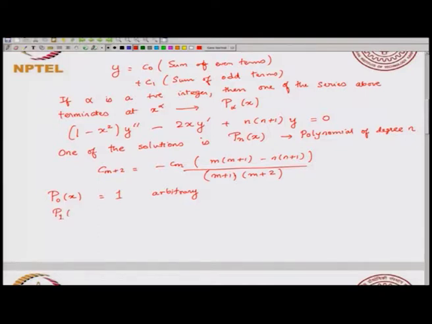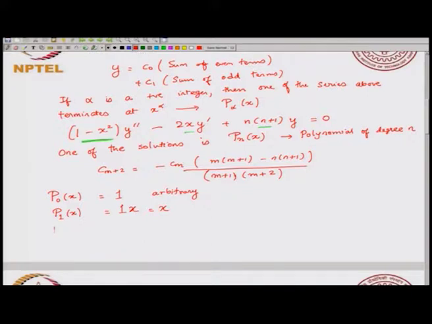Similarly, P1 of x is chosen to be x. If you set n equal to 1, then n(n plus 1) is 1 into 2, that is 2y. So you have minus 2x y prime plus 2y equal to 0. The second derivative of x is 0, so the first term in the differential equation will go away. When you set y equal to x, y prime is 1, so you will get minus 2x plus 2 into x. So you can clearly see that x satisfies this differential equation. So P1 of x is taken as x, in fact x is the correct solution for this.